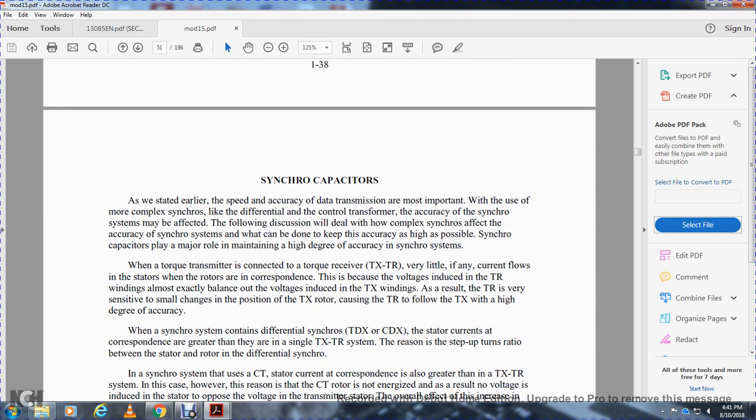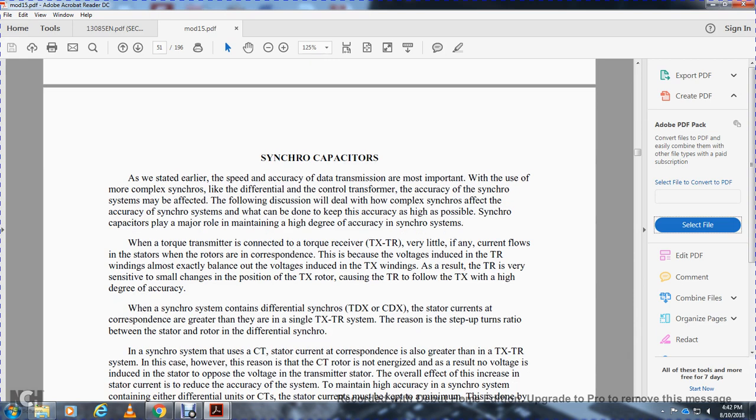Synchros play a major role in maintaining a high degree of accuracy in the synchro system. Consider a torque transmitter connected to a torque receiver. The current flow in the rotor corresponds to the voltage. The torque receiver winding has a balanced voltage from the transmitter, and it varies with small changes in position of the torque transmitter, so the torque receiver follows the torque transmitter with a high degree of accuracy.